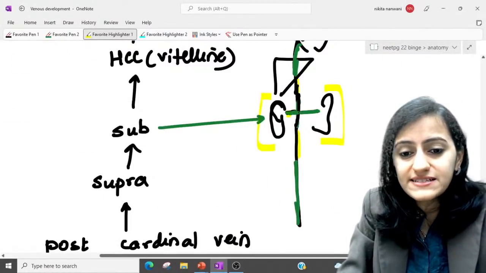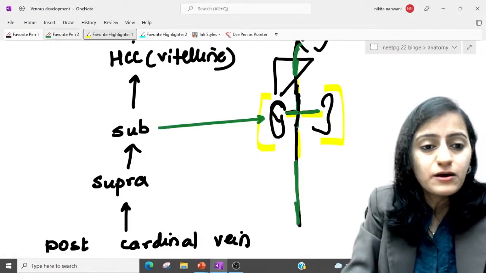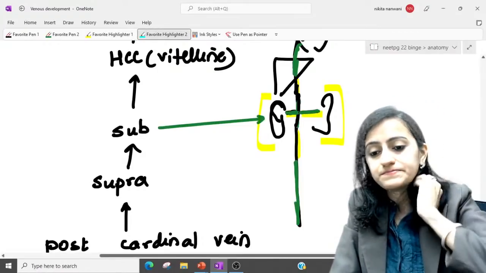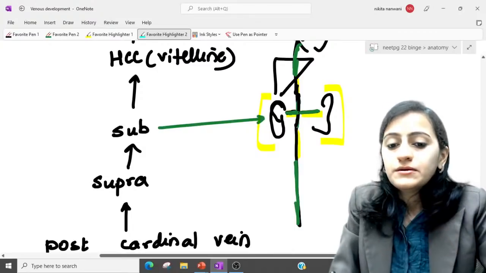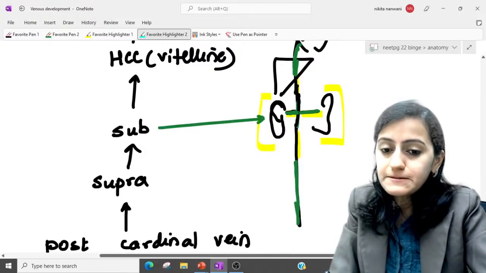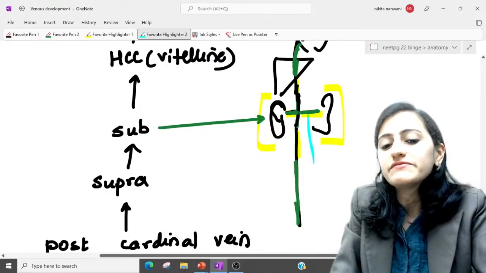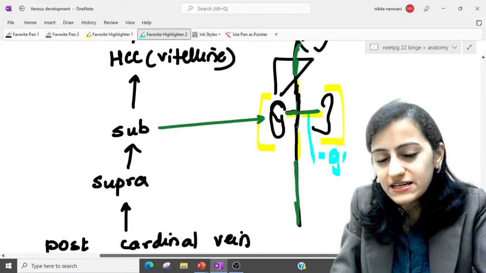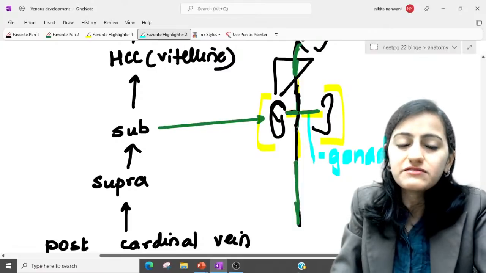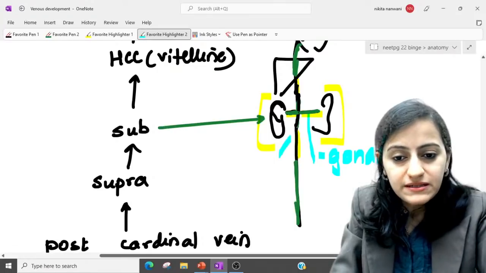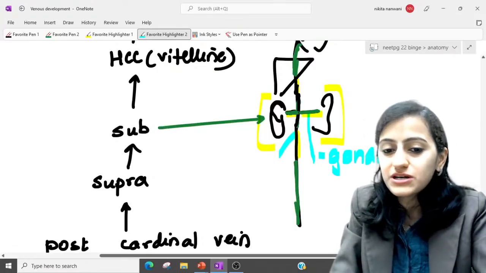So if you see the diagram that we had drawn here, so basically at the level of the kidneys, the veins that you have, the renal vein. What drains into the renal vein? Anyone? What drains into the renal vein? Left renal vein, you have the gonadal vein going, right? The left gonadal vein drains into the left renal vein. The right gonadal vein drains into the IVC.